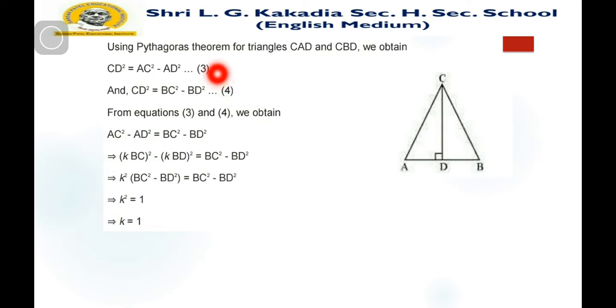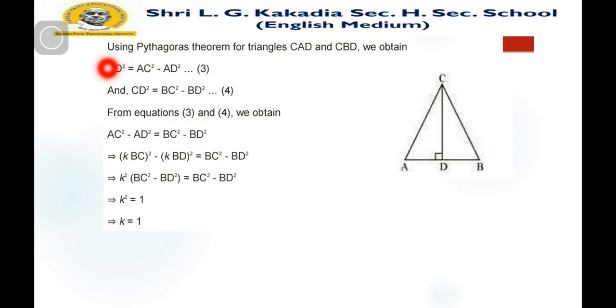Using Pythagoras theorem for the triangles CAD and CBD, we obtain CD square is equal to AC square minus AD square. We have AC square is equal to AD square plus CD square, but we want to find CD, so we have to subtract: CD square is equal to AC square minus AD square. Similarly, for this triangle, CD square is equal to BC square minus BD square.